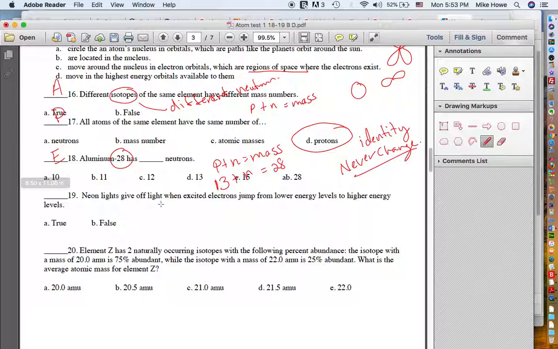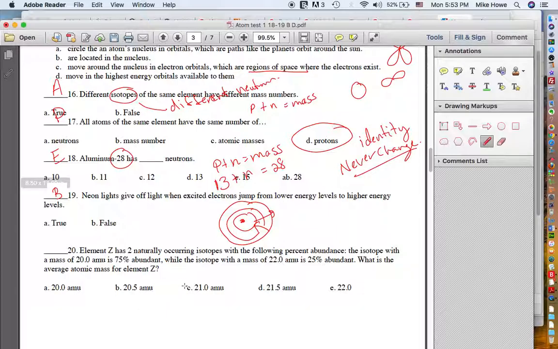All right, this one, did they give off light when the electron went, like, if here's your nucleus and here's your first energy level, second energy level, and third energy level, and so on. When the electron goes from here to here, does it give off light, or does it give off light when it comes back down? It gives off light when it comes back down because it loses the energy that it gained. So this answer is false because they give off light when they fall, not when they go away.